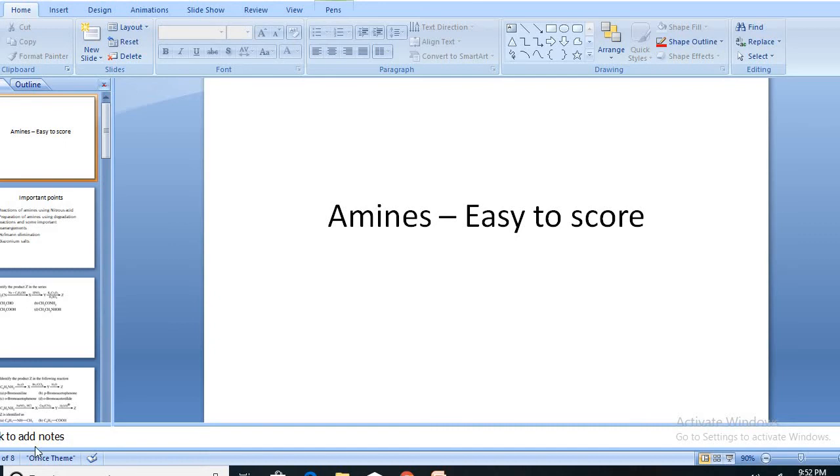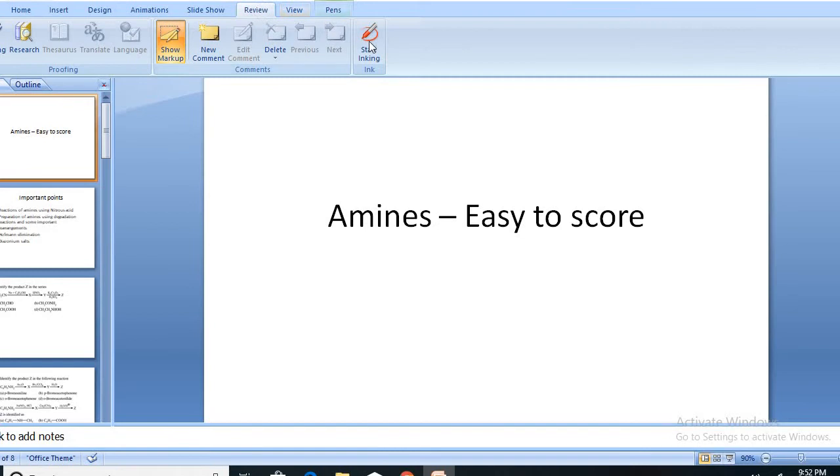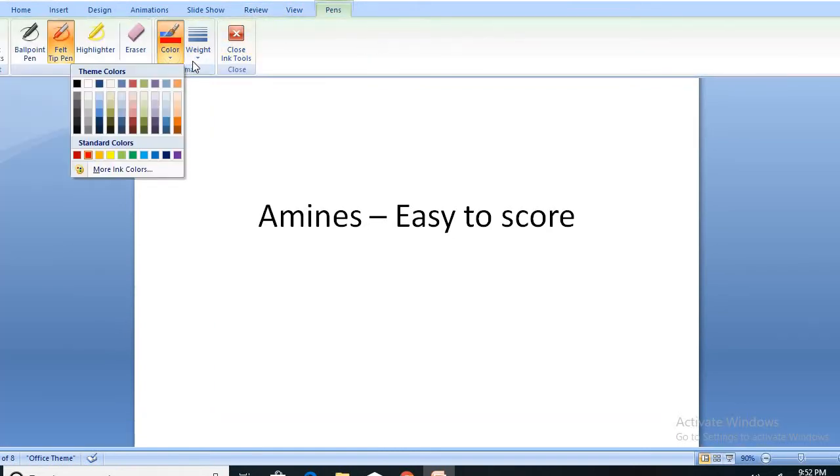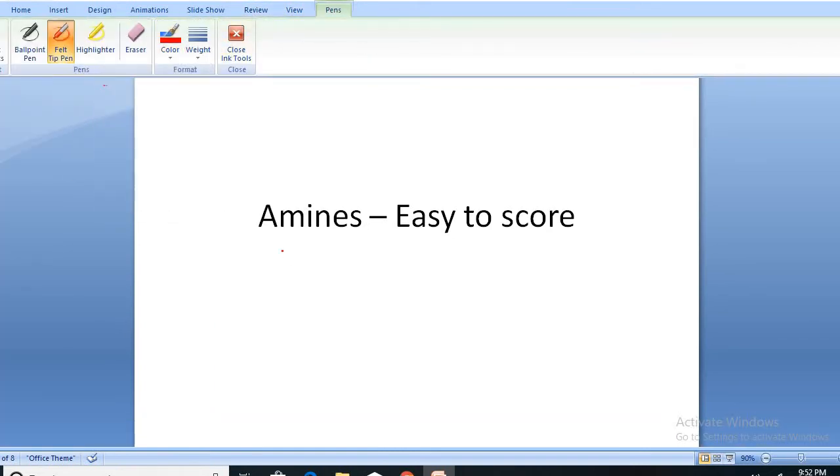Hi guys, this is me back again with another interesting topic, compounds containing nitrogen. This time we are going to deal with amines. Now as I've already written, this chapter is very easy to score. What I have seen is this is pretty much an understandable topic and you can score very easily.